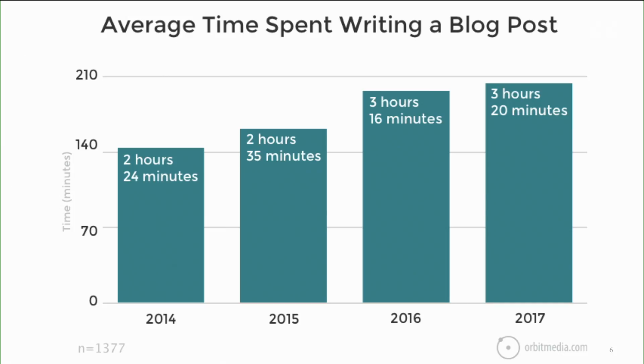And so now we see that we're in the range now where people are spending, the average blog post in 2017 took 3 hours and 20 minutes to write. So people are putting a lot more time. You guys, we're all putting a lot of us putting more time into our content.